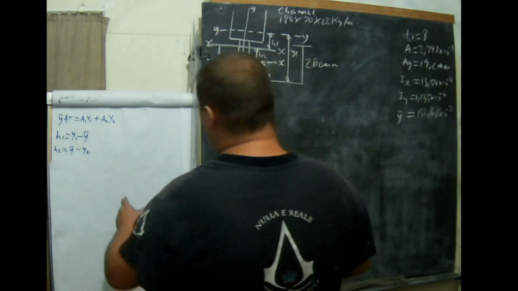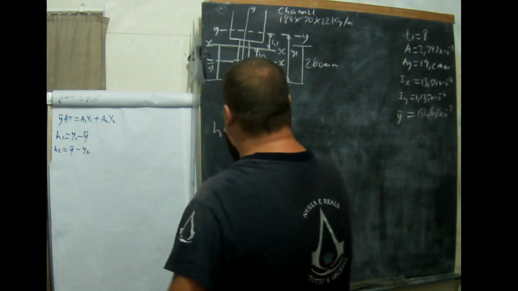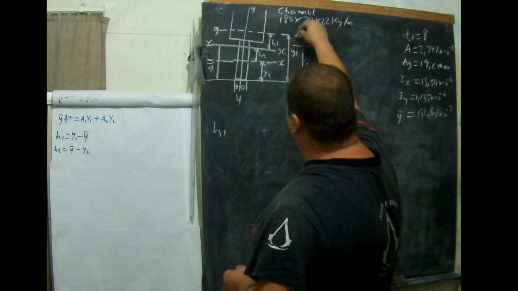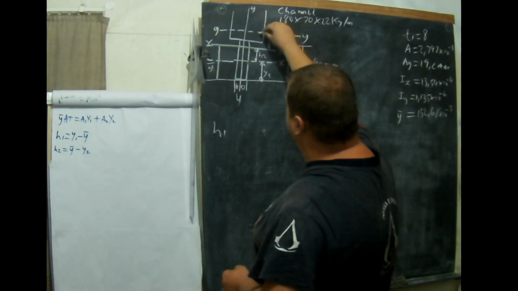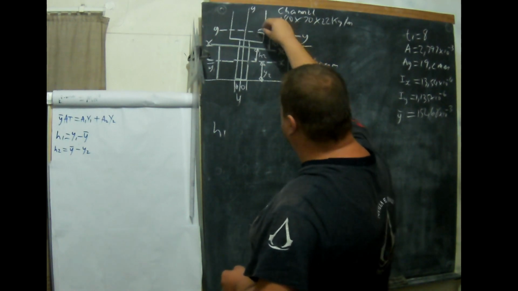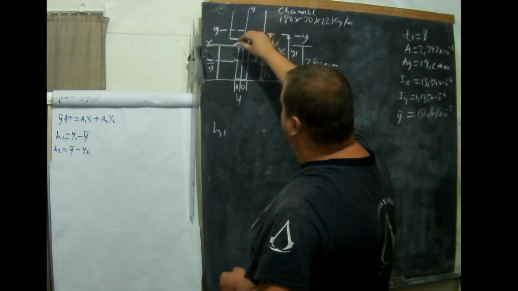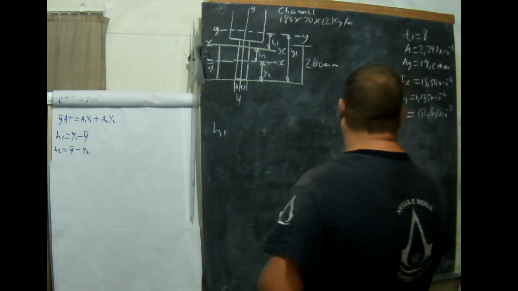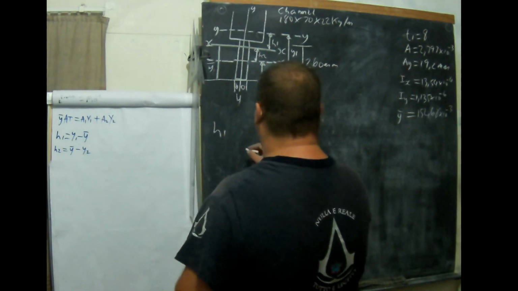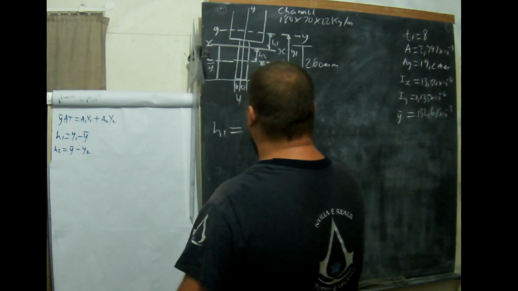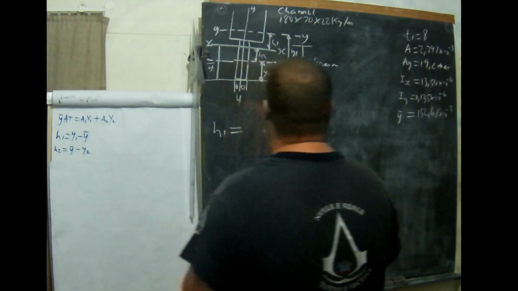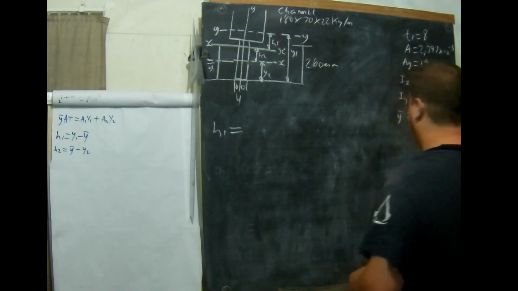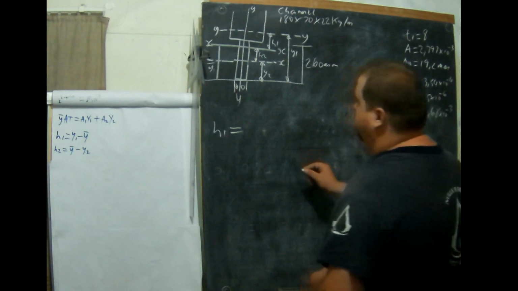So H1. Now what we have is Y1, which is this whole thing here, from the base up until the middle of the channel. And then we have Y bar. So it's Y1 minus Y bar.